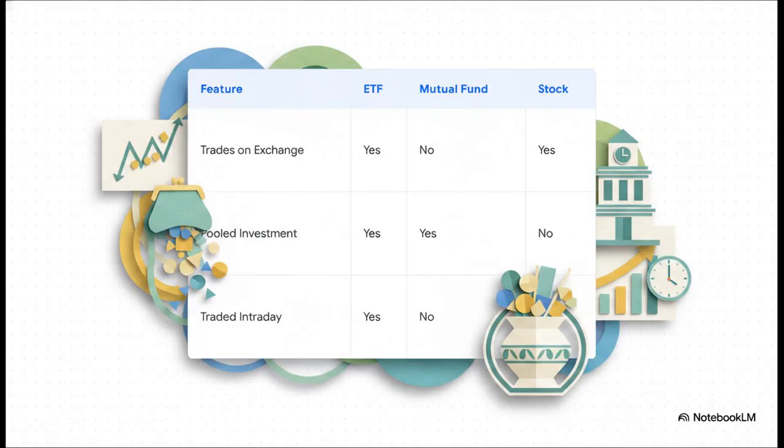And this brilliantly illustrates the answer. An ETF, or exchange-traded fund, is a fascinating hybrid. Like a mutual fund, it is a pooled investment offering great diversification. But unlike a traditional mutual fund, an ETF trades directly on an exchange just like an individual stock. You can buy and sell units intraday as prices fluctuate with demand and supply. It kind of gives you the best of both worlds.